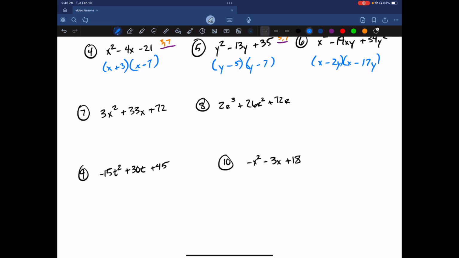Now, it may not be obvious to you that 3 goes into 72, but remember that there's 24 hours in a day, 48 hours in 2 days, 72 hours in 3 days.